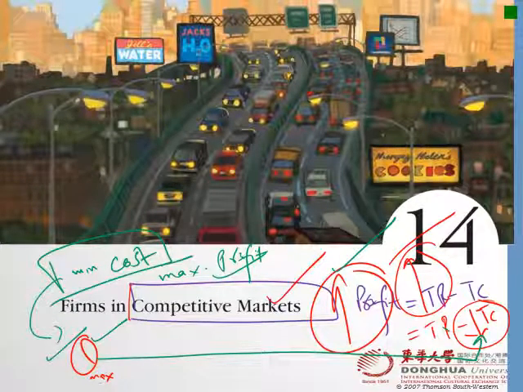So today we're going to start chapter 14, which is firms in competitive markets. From now on we will start explaining how firms in different types of markets make their production decisions. So remember what we talked about on how to maximize profit: profit is equal to total revenue minus total cost. There are two methods. Either we increase the revenue, or we decrease the total cost.